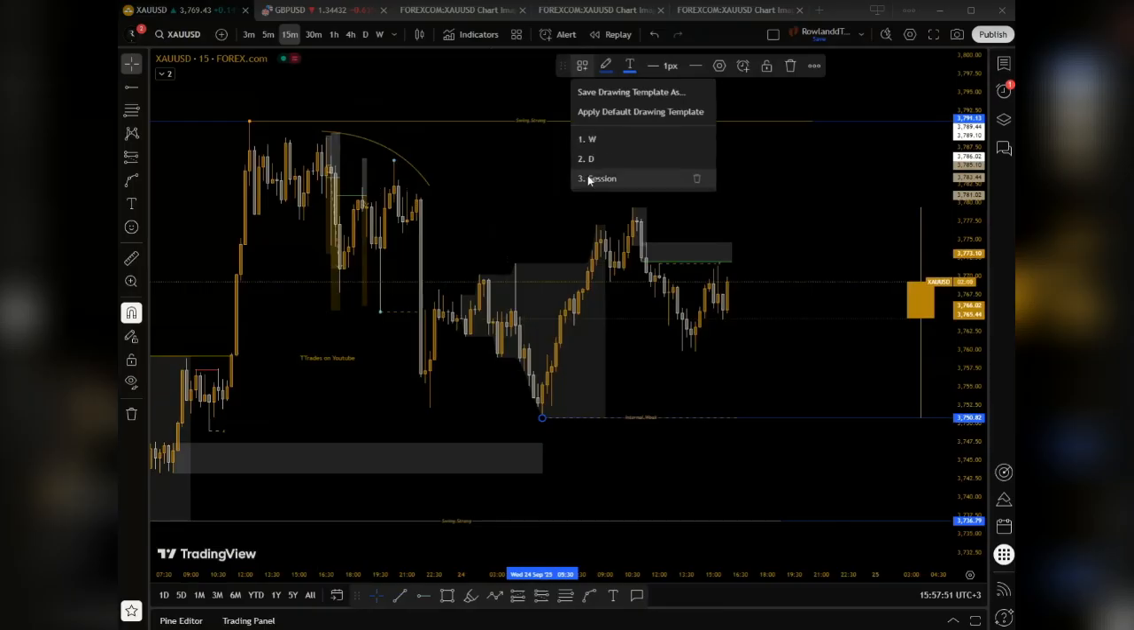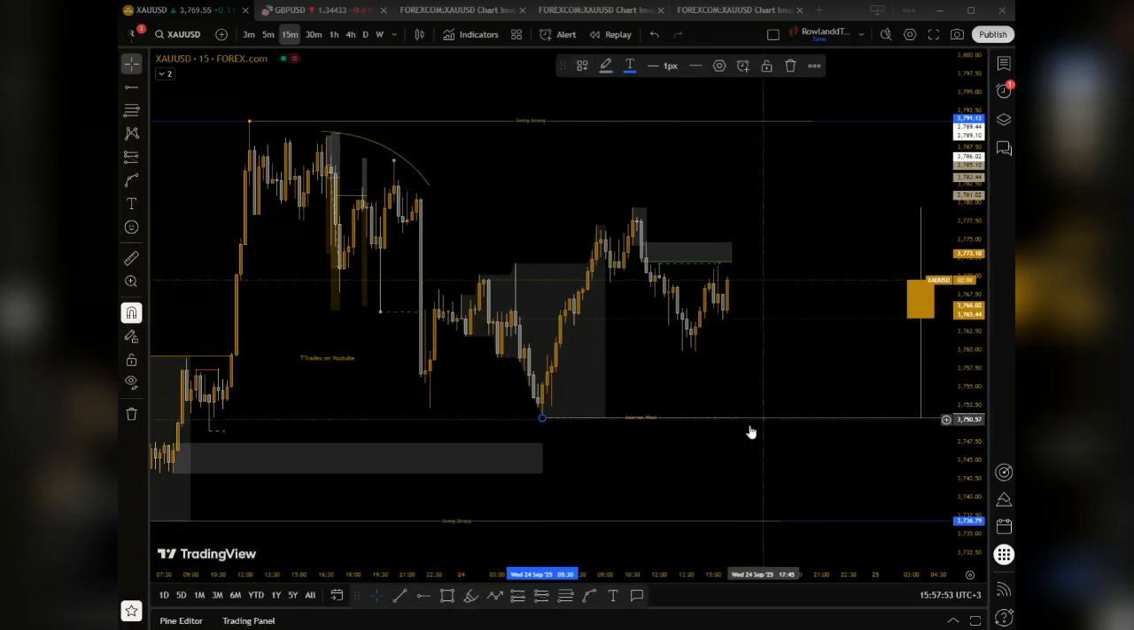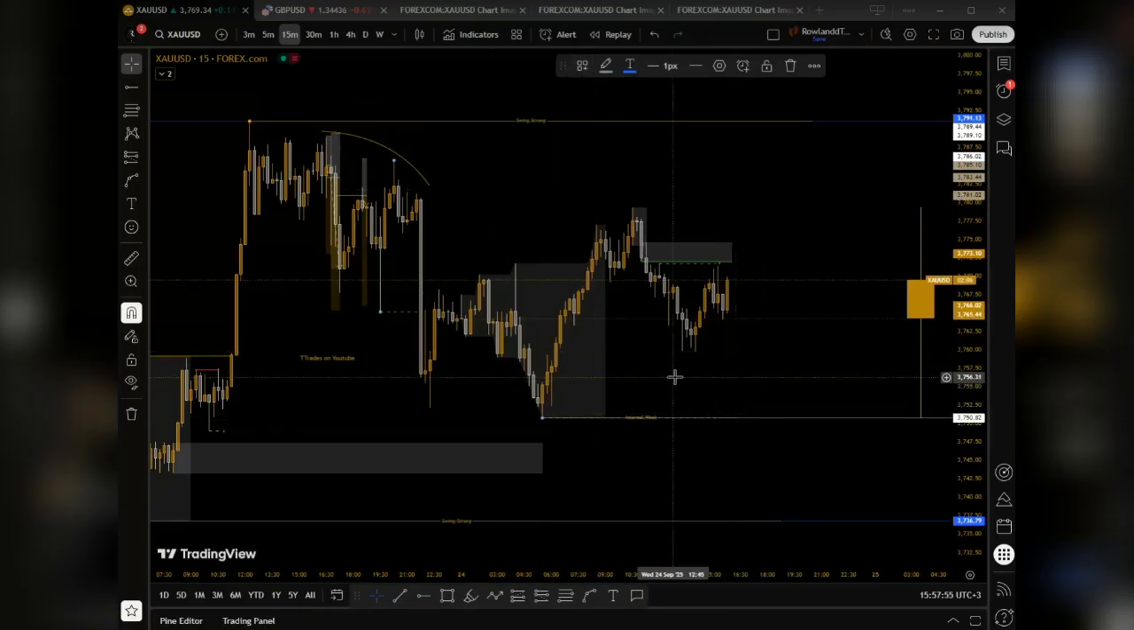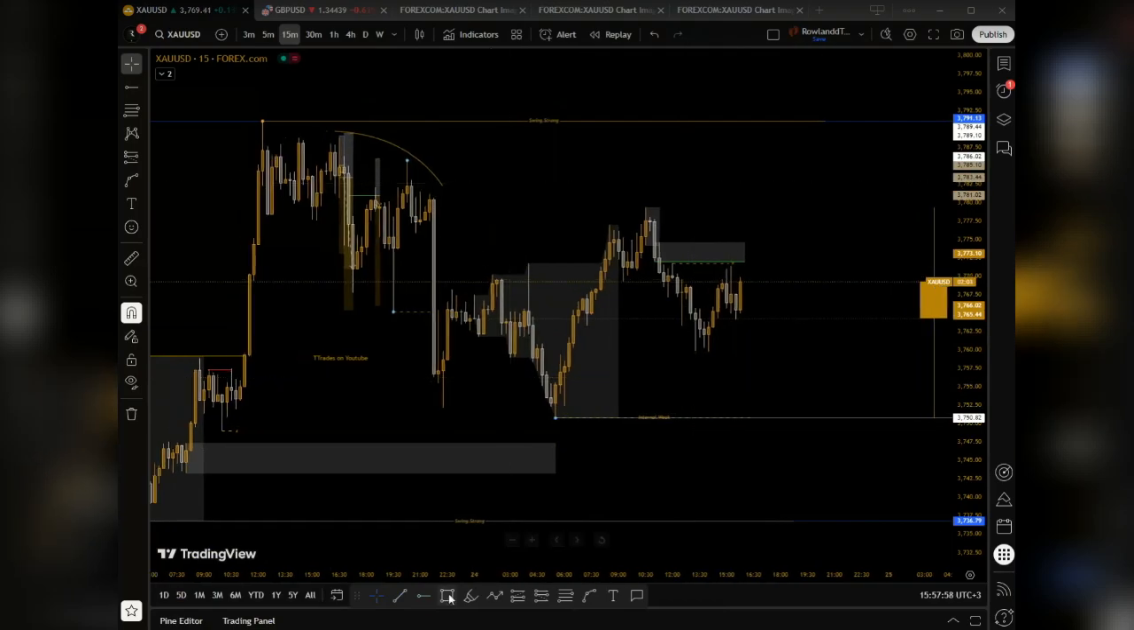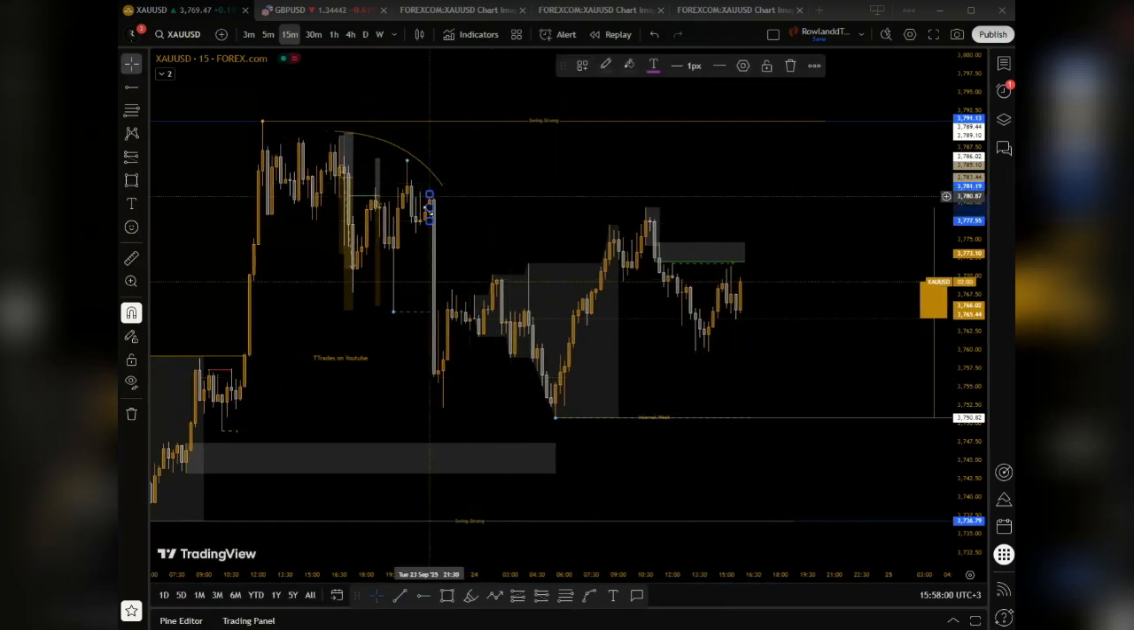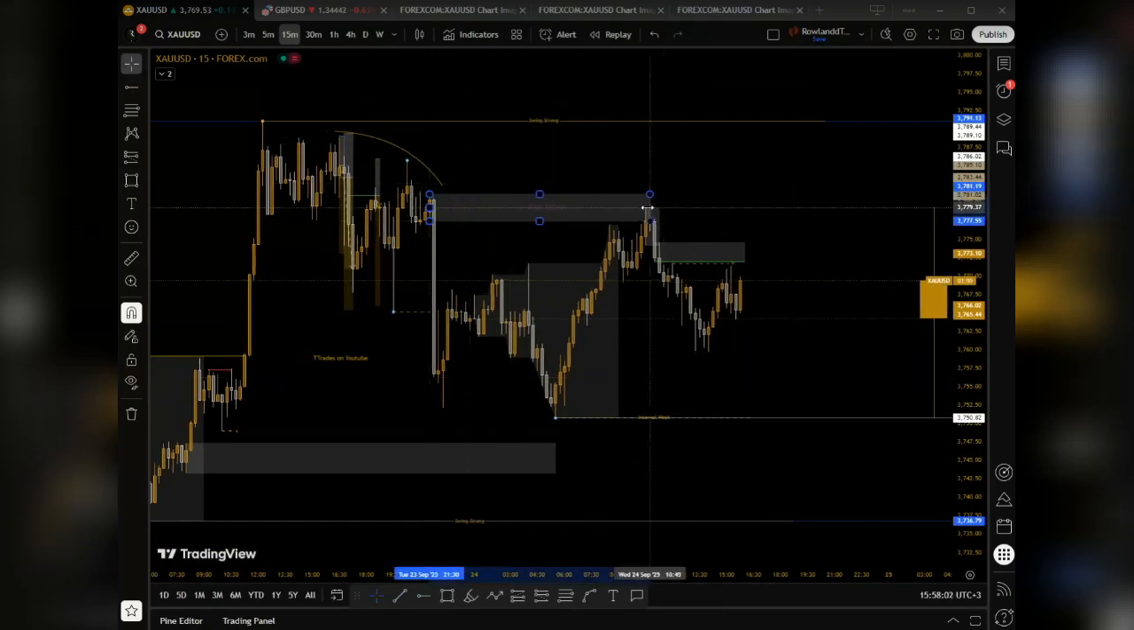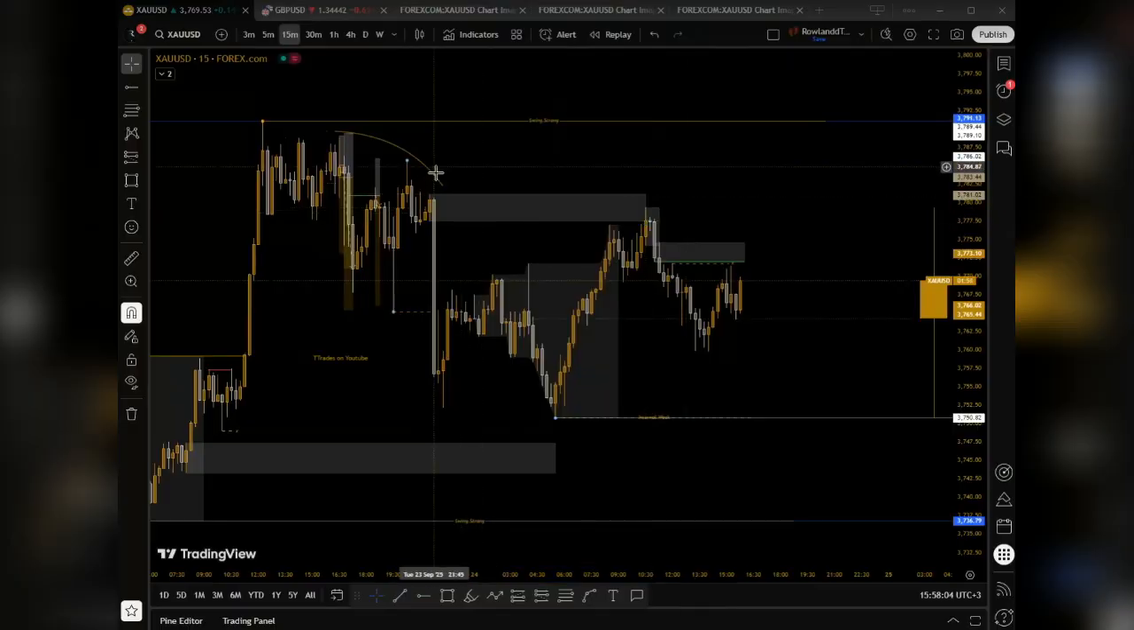So what do we have below the Asian low? We have sessional sell side liquidity. Now, this is my strong internal high. Did price mitigate this point of interest? Yes, it did, which is part of a supply chain. It's at the extreme of the bearish internal range, and it had some strong bearish momentum.